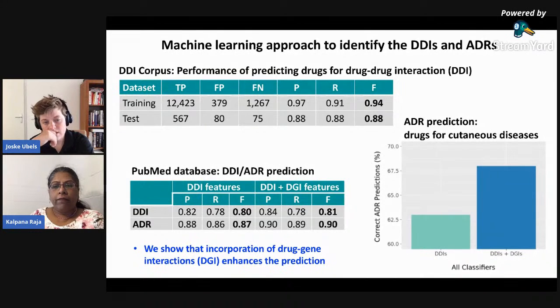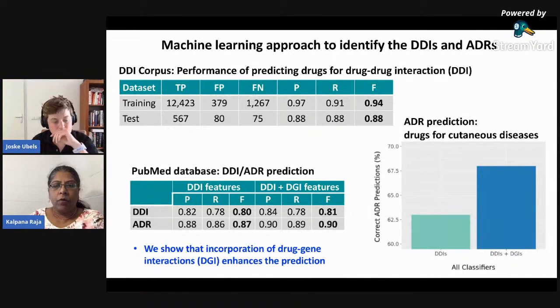We also tried various classifiers to see whether it is true what we say, that drug-gene interactions enhance the predictions. Yes, we achieved the same results. So that's what you see on the right. Drug-drug interactions and drug-gene interactions together achieved better predictions than using drug-drug interaction features alone.